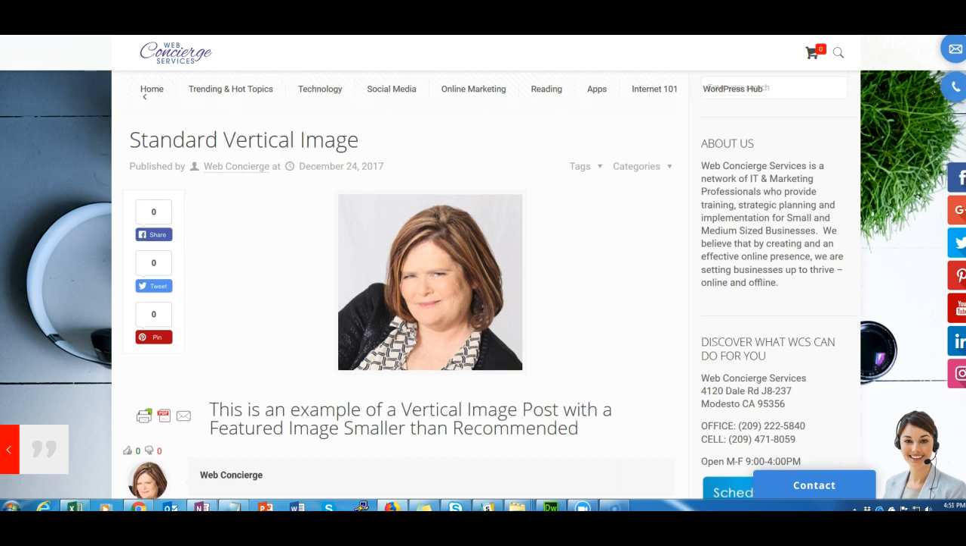Okay guys, so now I went back and I simply changed the type of post from standard horizontal to vertical. And you see in this case, when the featured image is too small, there really is no meaningful difference. It looks exactly the same.